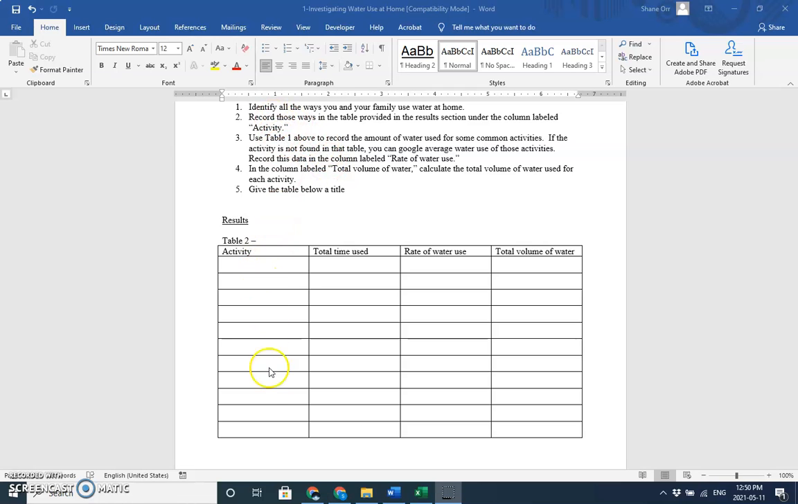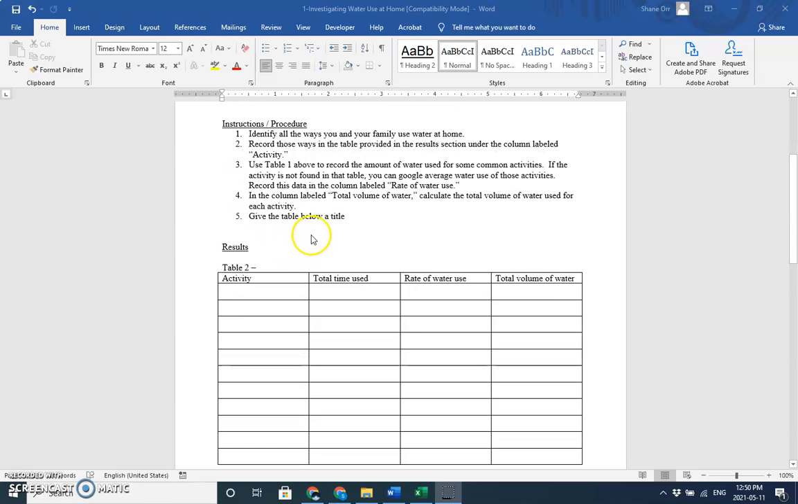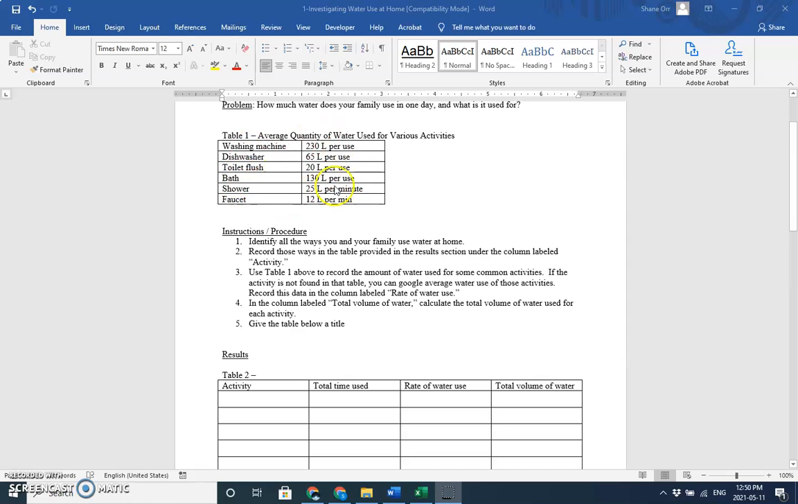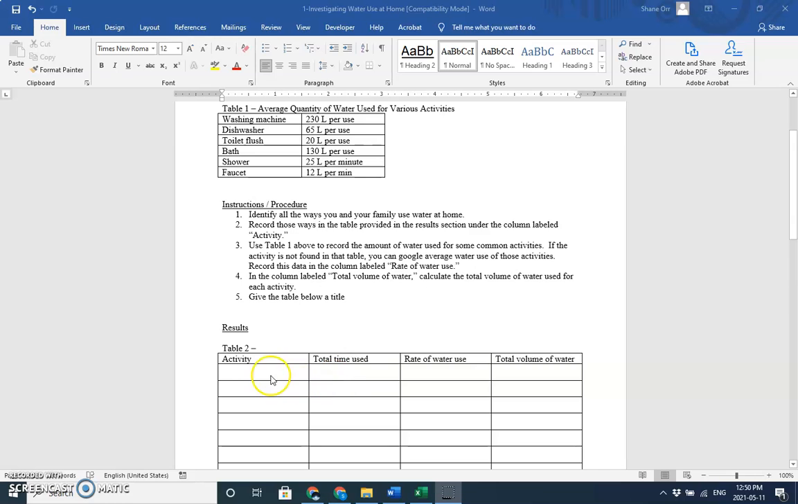You're going to record those in this column right here. That's what number 2 says. And then number 3 says that by using this table up above, for some of the activities that you would have listed, you could use this table above that would help you fill in the rest of these columns. So for example, if your family runs the washing machine 3 times a day, then you would say, okay, I've used the washing machine 3 times. And the rate of water use is 230 liters per time you use it. And so if this number is 3, then you would go 230 times 3 to give you your total volume of water for the day for that activity.